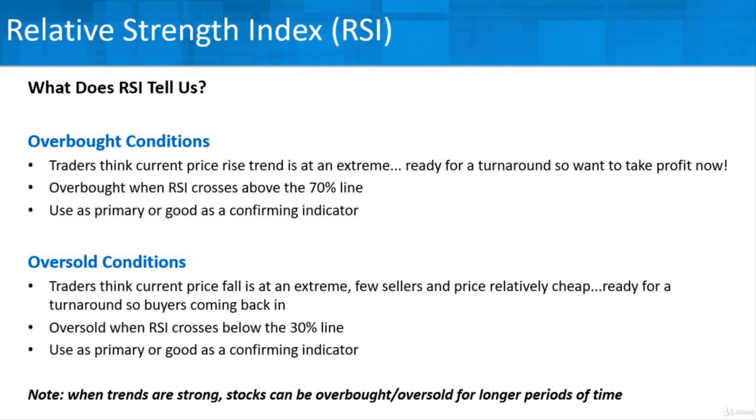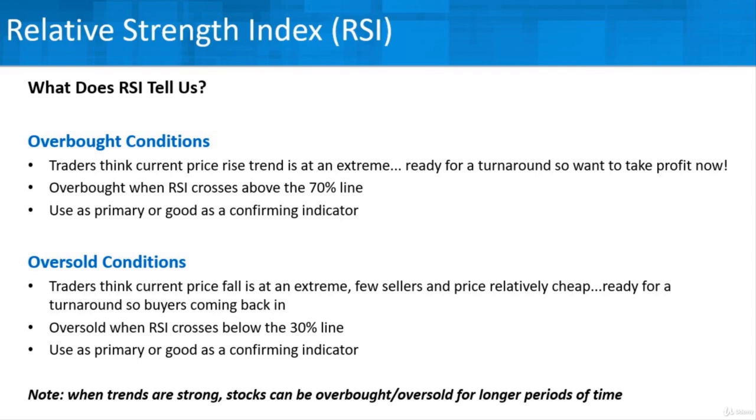So what RSI is really telling us is about overbought and oversold conditions. That's a big thing. If you think about an overbought condition, traders are thinking the current price rise trend is at an extreme, right? It's overbought. The prices have gone up to the top, and traders are starting to think it's starting to settle down now. There might be less people coming in to buy. So we might be ready for a turnaround at any moment, where the prices are going to start falling, so we might want to take our profits now. We might be getting towards the peak. Again, it's hard to predict the actual peak and trough of a price, but the idea is you want to get as close as you can.